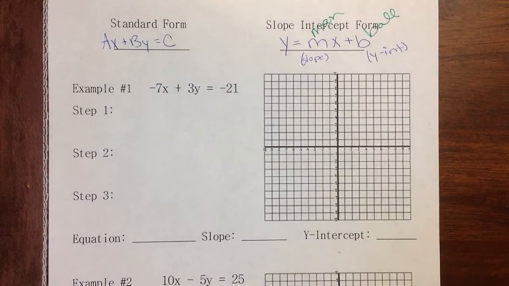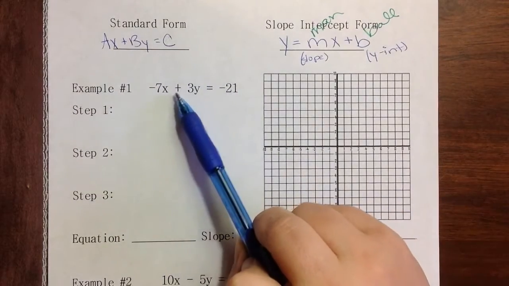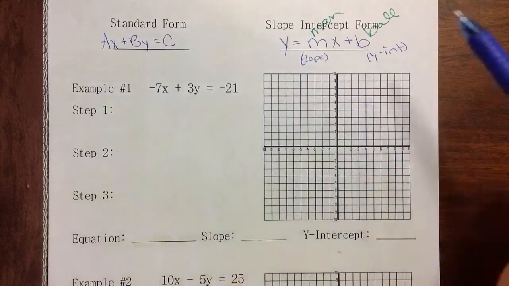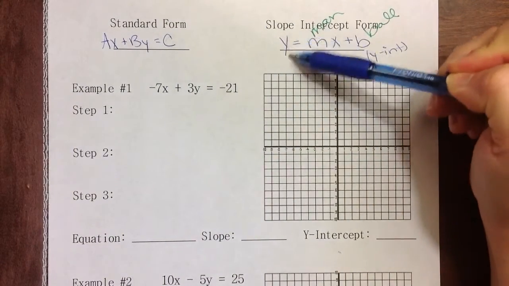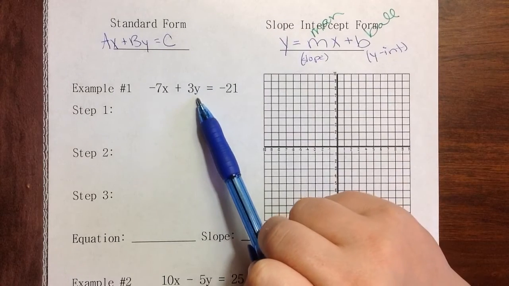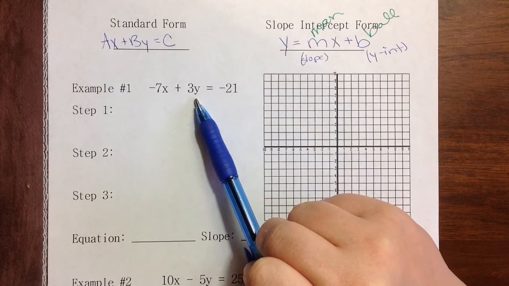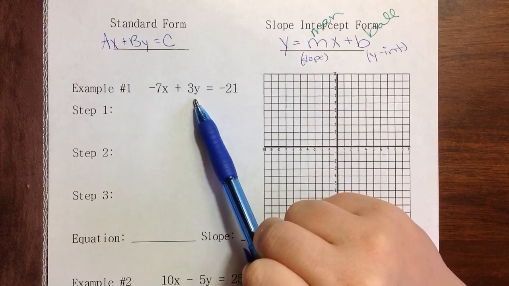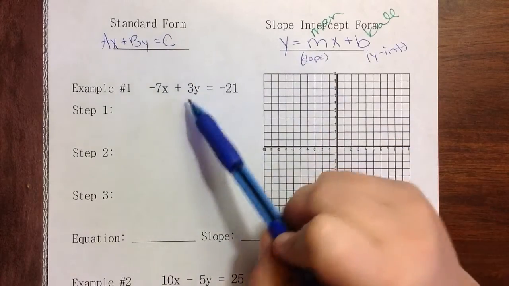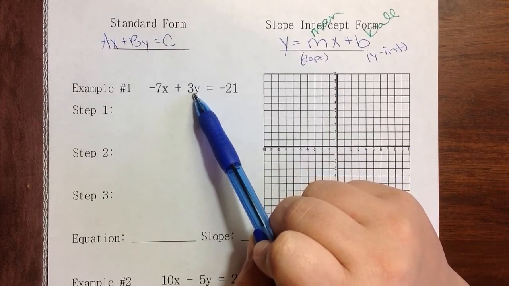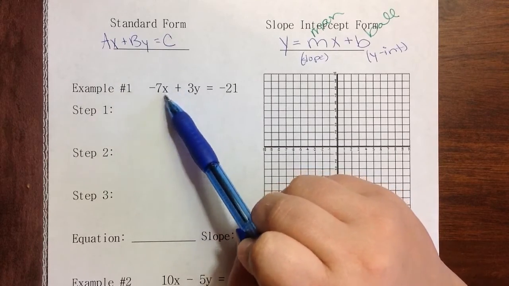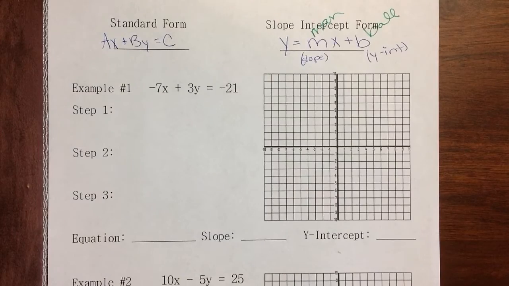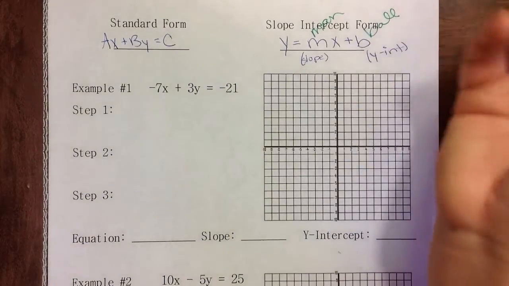So if we look right here, this equation that we have, negative 7x plus 3y equals negative 21, is already in standard form. But to get it into slope-intercept form, I need y by itself. But y is not by itself. So the first thing I'm going to do is look and see what is happening to y. So y right here is being multiplied by 3, and y right here is being added by a negative 7. So we can look at it and say, well, if I want y by itself, I have to undo what is being done.